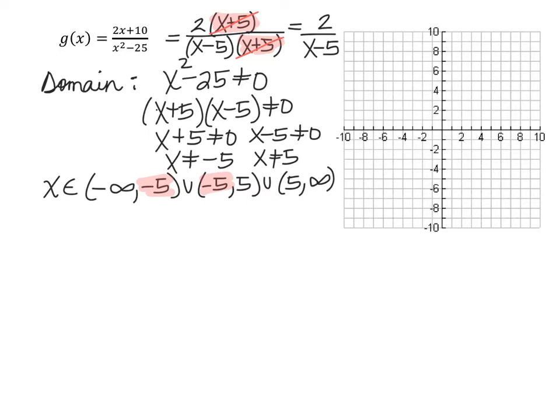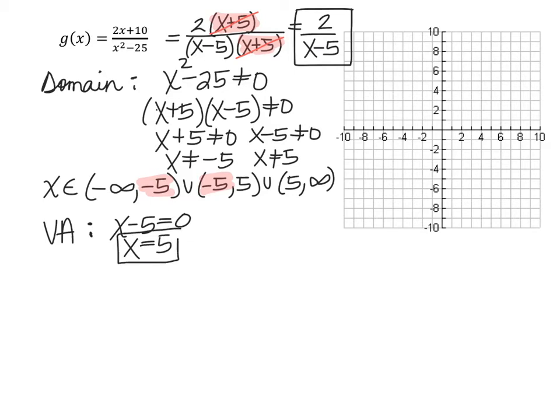So after we find the domain, we generally will want to simplify the function if possible. In this case, we simplified the function to be 2 divided by (x minus 5). So we'll move on to find the vertical asymptotes. Using this simplified function, we set the denominator equal to 0, and we have a vertical asymptote of x equals 5.